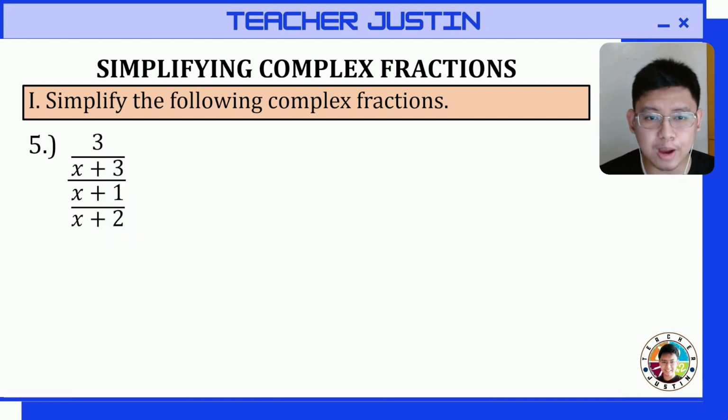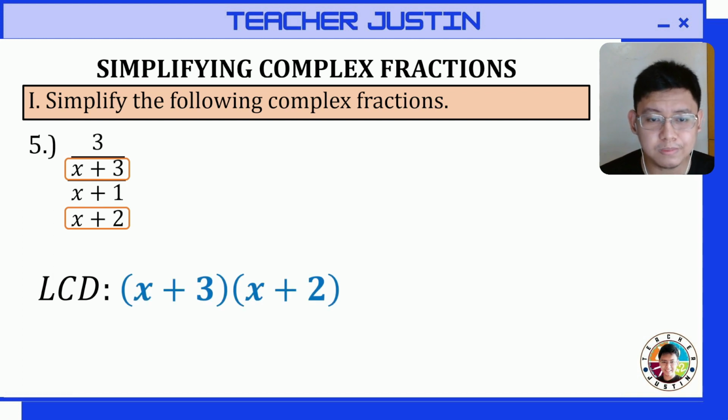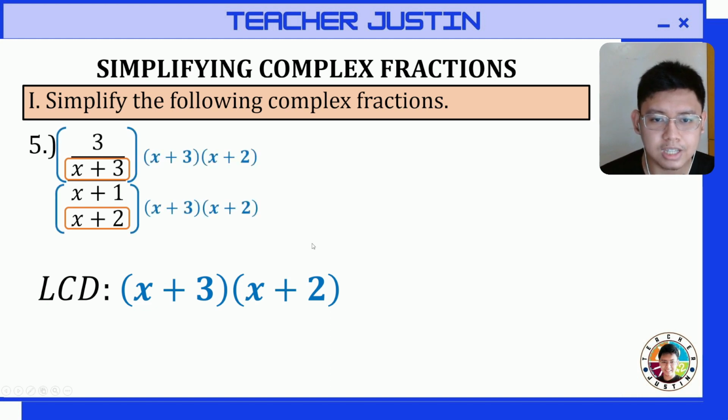Alright. Okay, let's simplify this complex fraction. So, ang first step natin pag magsisimplify tayo ng complex fraction is to identify our denominators. So, we have x plus 3 and x plus 2 as our denominators. So, kunin natin yung least common denominator nila. We will have x plus 3 and x plus 2. Then, ang susunod nating step, we multiply both numerator and denominator by x plus 3 and x plus 2. So, simplify natin yung ating numerator and denominator. So, cancel natin si x plus 3 and si x plus 2. Now, multiply natin yung natira.